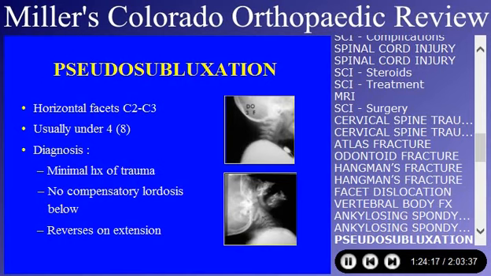That's just a kid who's holding his neck flexed. Maybe he's crying too much, or maybe he's jerking his parents around, who knows. And you should be suspicious of pseudosubluxation. And then when you gently get the kid to extend their neck, it'll spontaneously reduce. That's pseudosubluxation. That's not a traumatic injury.